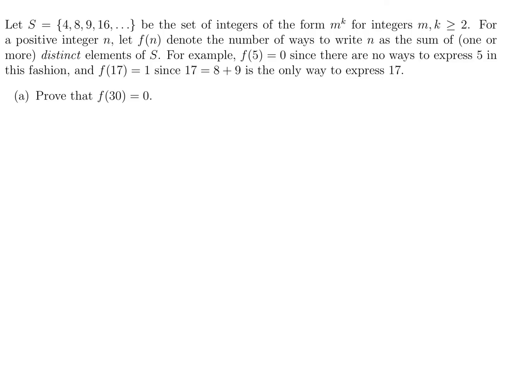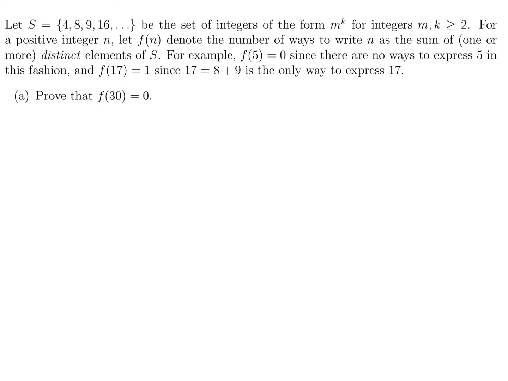Let S equal {4, 8, 9, 16, ...} be the set of integers of the form m to the power of k for integers m, k greater than or equal to 2. For a positive integer n, let f(n) denote the number of ways to write n as a sum of one or more distinct elements of S. For example, f(5) is 0, since there are no ways to express 5 in this fashion. f(17) is 1, since 17 equals 8 plus 9 is the only way to express 17. Prove that f(30) is 0.